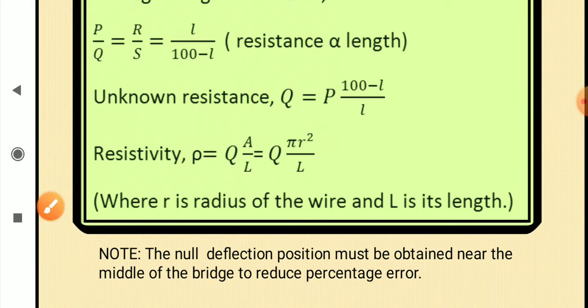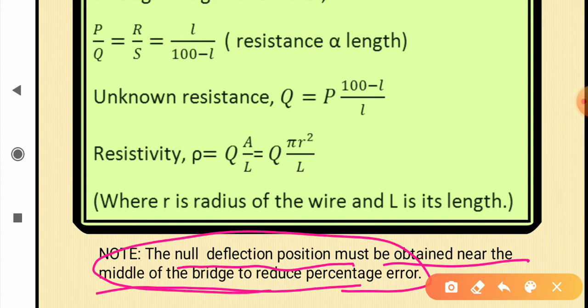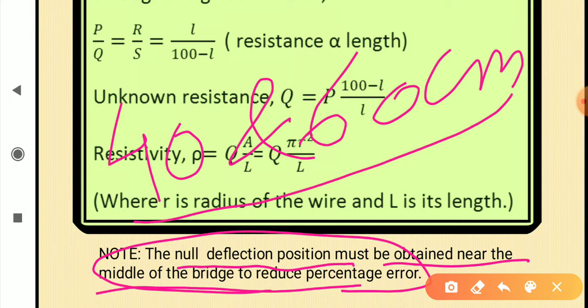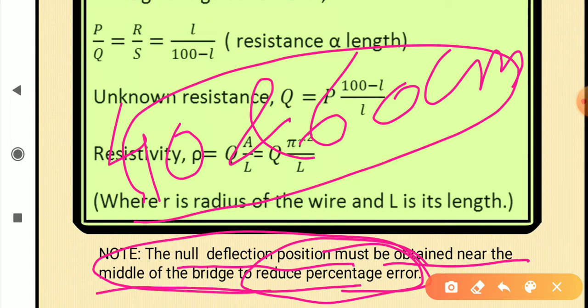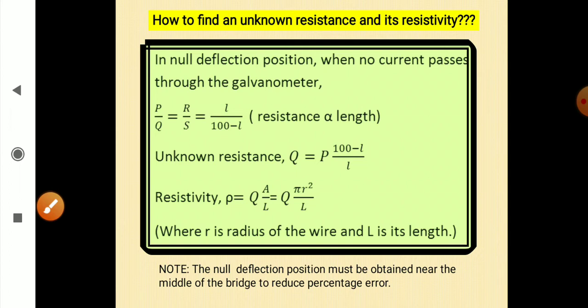An important point to note: the null deflection position must be obtained near the middle of the bridge to reduce percentage error. You see, we have got a resistance box, so we adjust resistances in such a way that we obtain null deflection position between 40 and 60 centimeter, and if we do so, the percentage error is reduced. The resistances in all four arms must be comparable.